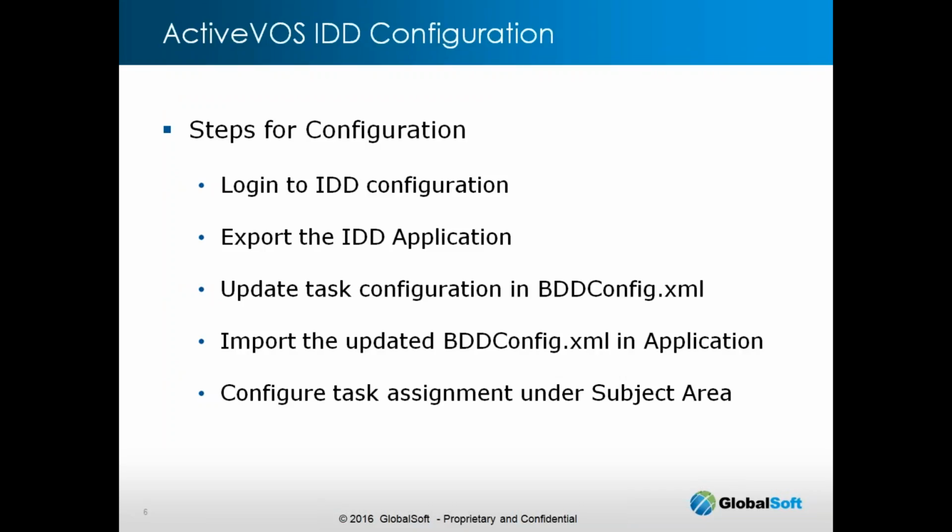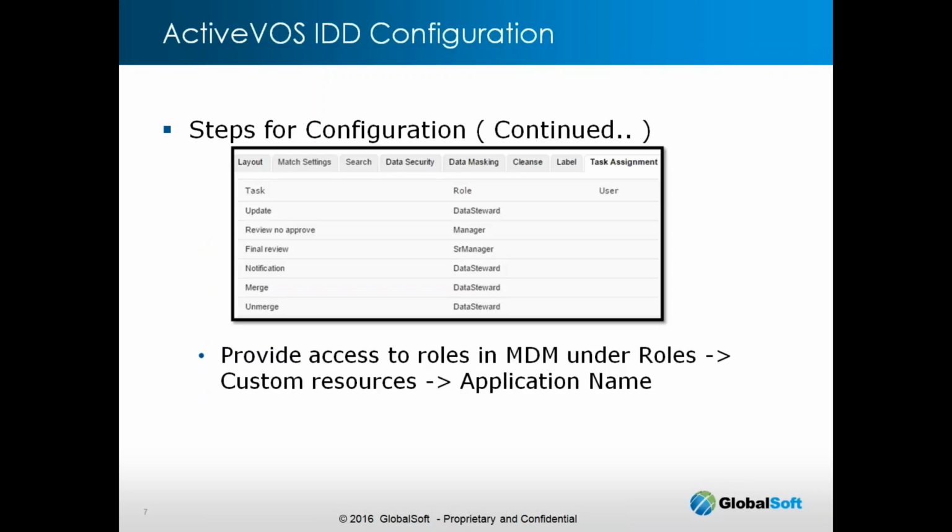So below are the steps for the configuration. We need to log into the IDD configuration, export the IDD application, update the task related configuration in the bdd config.xml file, and re-import the bdd XML file back into the application. Then configure the task assignment under the subject areas. Below is the configuration that we need to do under the task.